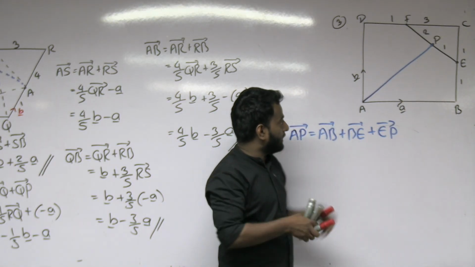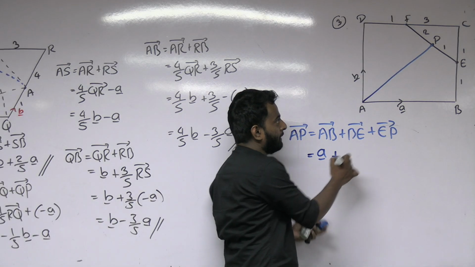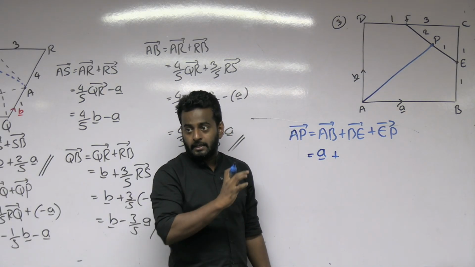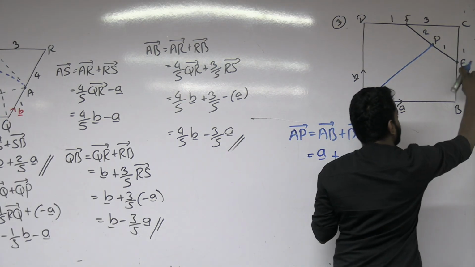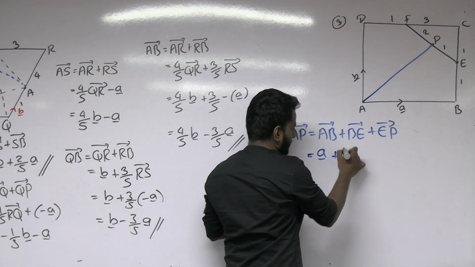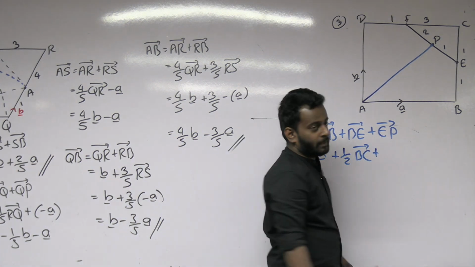Okay, AP is equal to AB, BE and EP. So now we know AB. AB is simply A, fine. What about BE? BE is a portion of BC. This is 1 to 1, which means it's half of BC. So you can write half BC, that's also fine. What about EP?